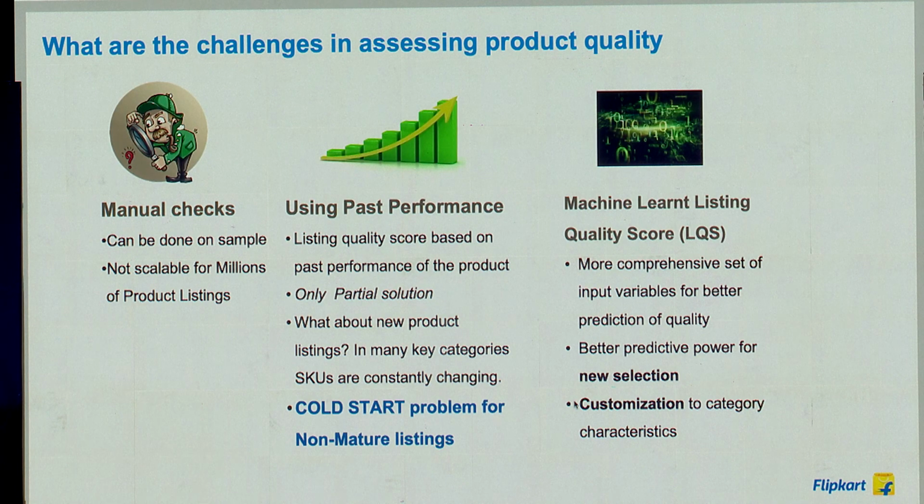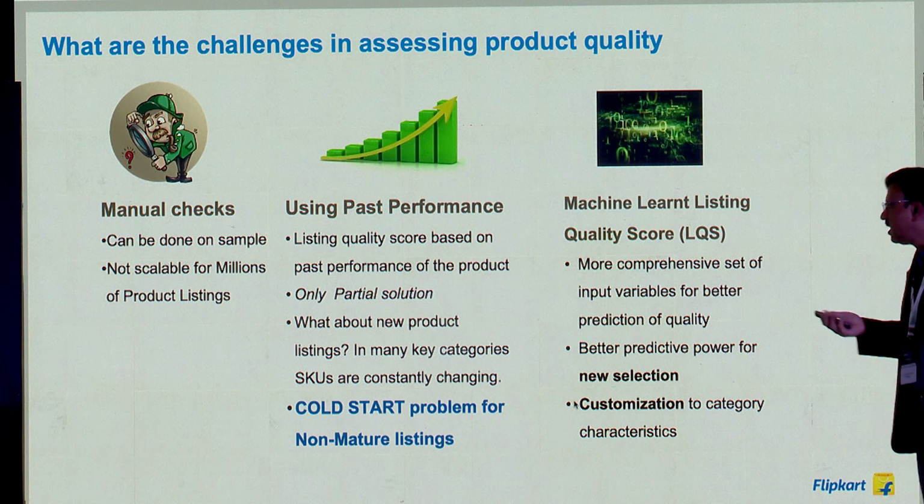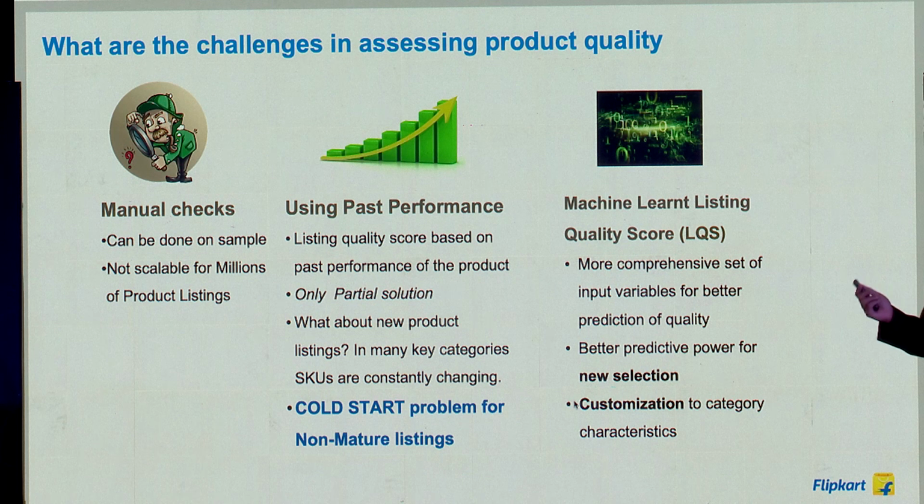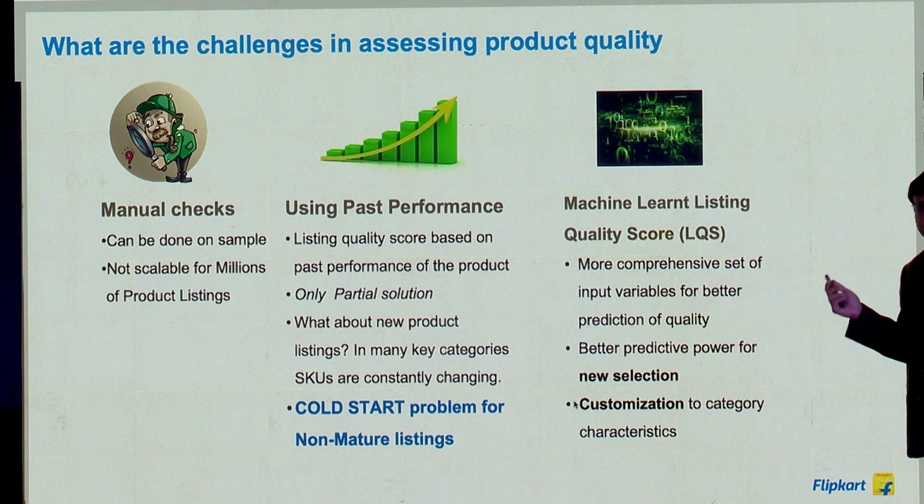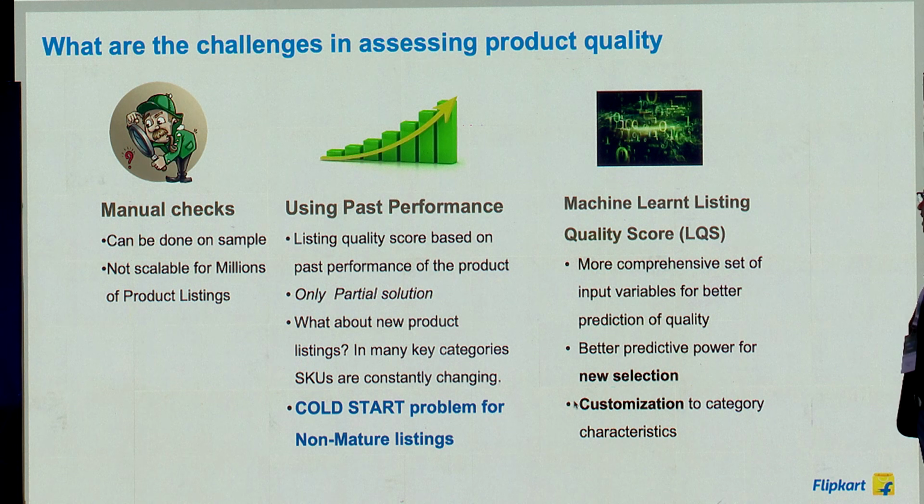Can you do manual checks on all our products? No, because I told you it's 150 million products, and every month you're getting 1.5 million new products. It's not possible to manually, through human intervention, make sure everything is good. It's not scalable, basically.